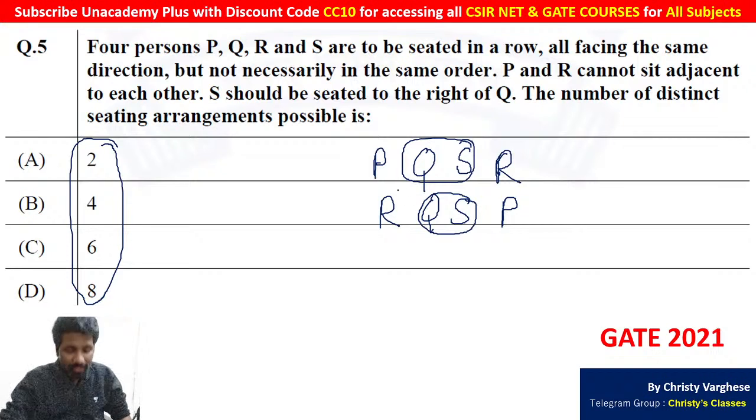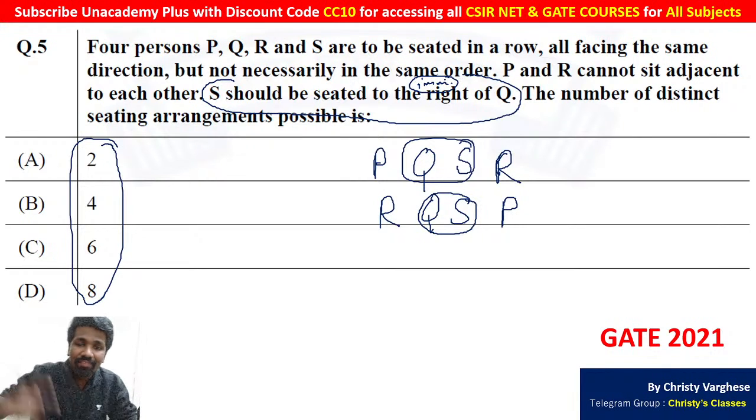One thing you should understand is S should be seated to the right of Q does not say immediate right of Q. It can be anywhere right. That is the meaning. Anywhere right means second right of Q is also valid. It is not called immediate right. Immediate right means this is the only possibility. So S can be one place after also is possible.